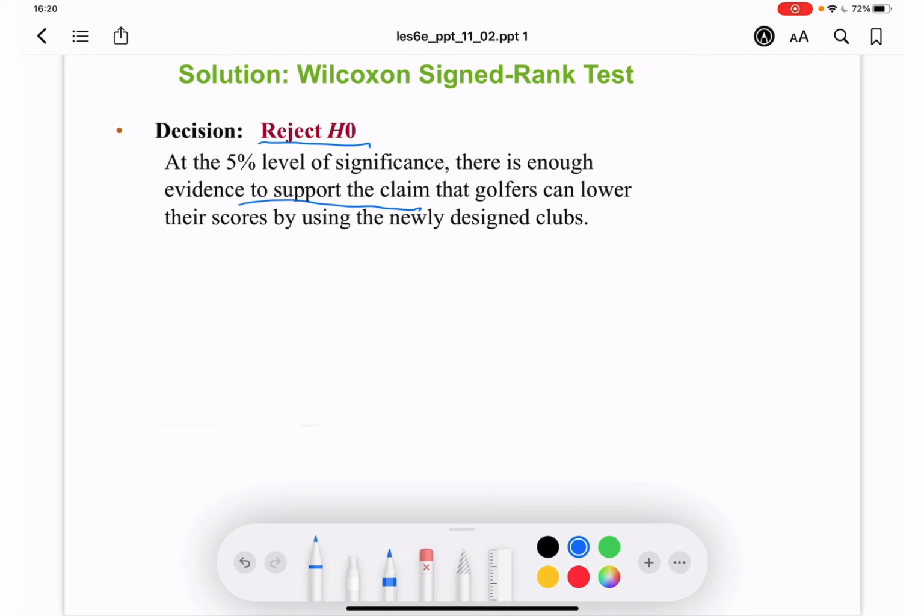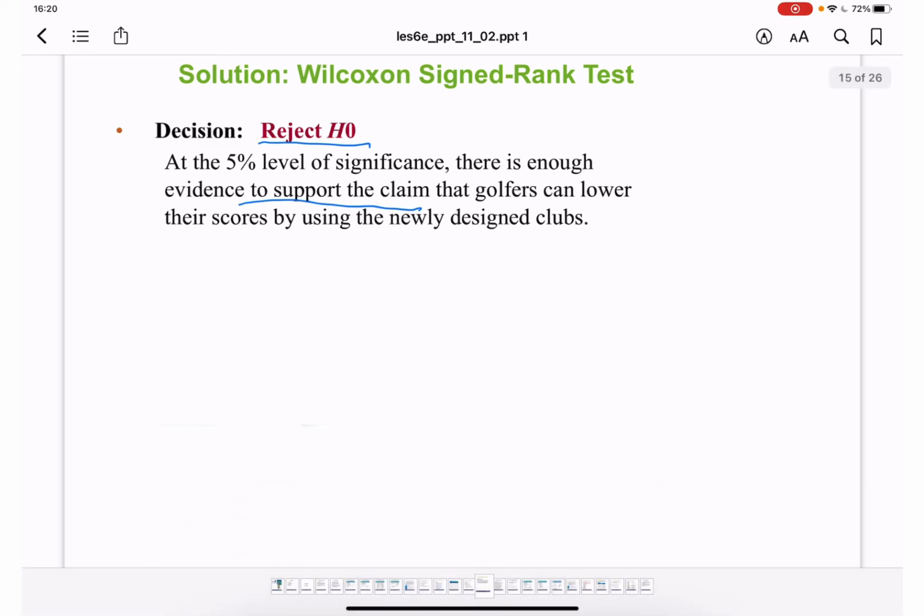So you can take a note that if the test statistic is less than the critical value, we reject the null hypothesis. If the test statistic is greater than the critical value, then we fail to reject the null hypothesis. And we go from there. This depends on what the claim is, alternative or null hypothesis.